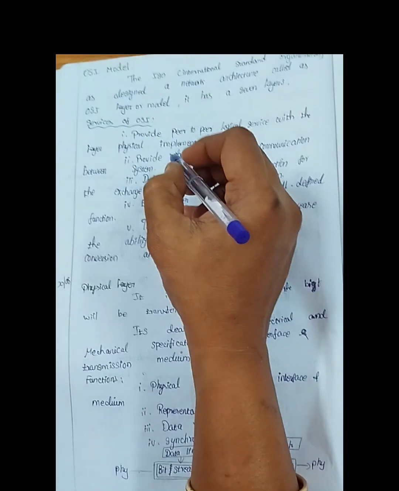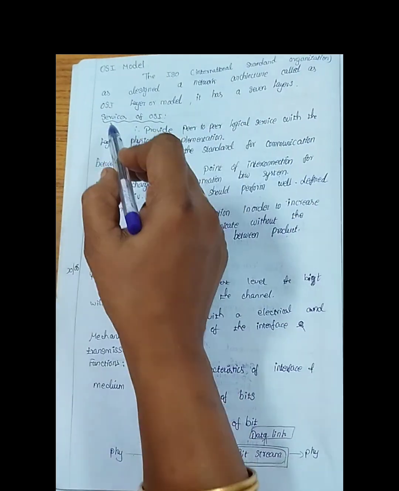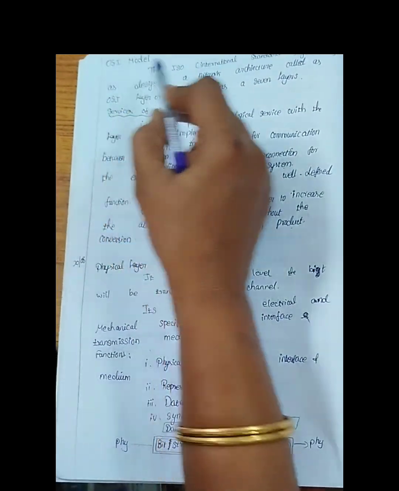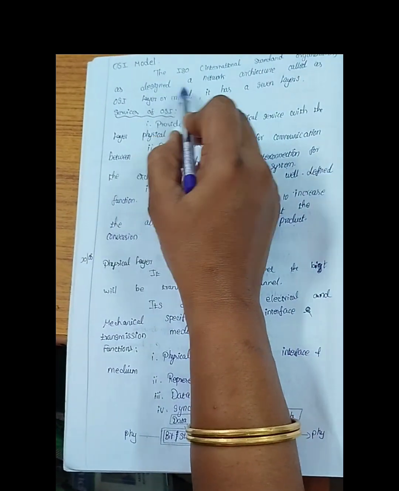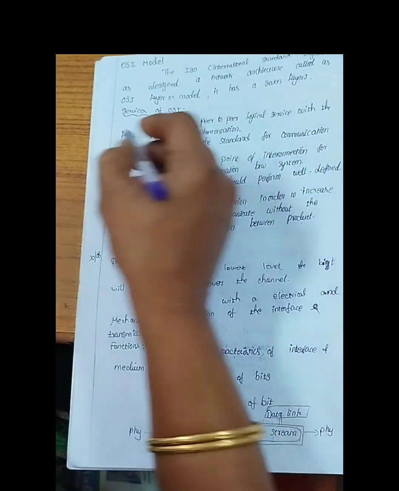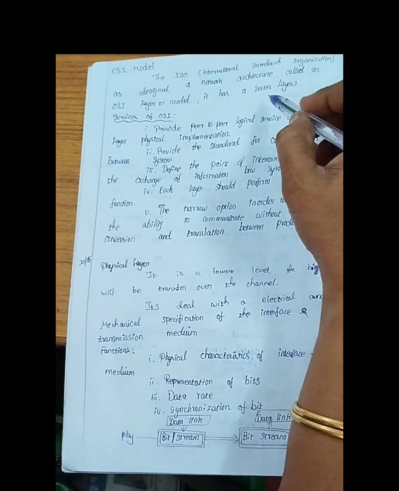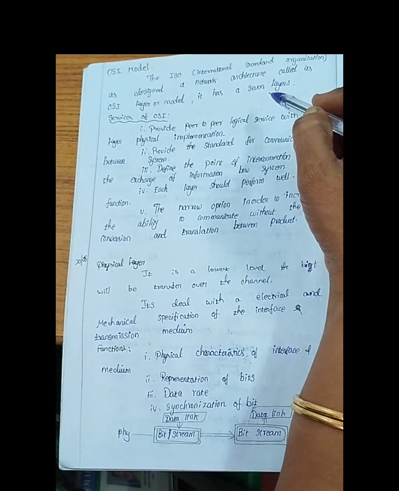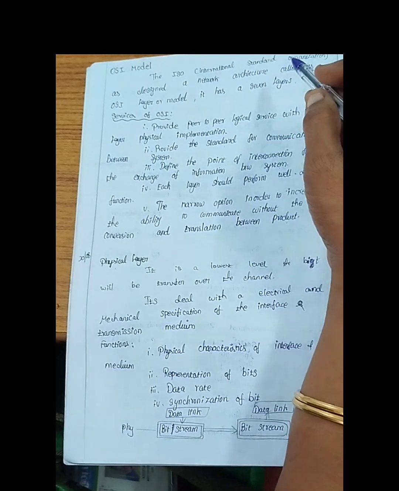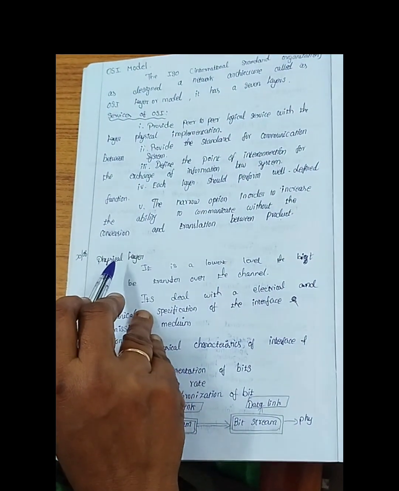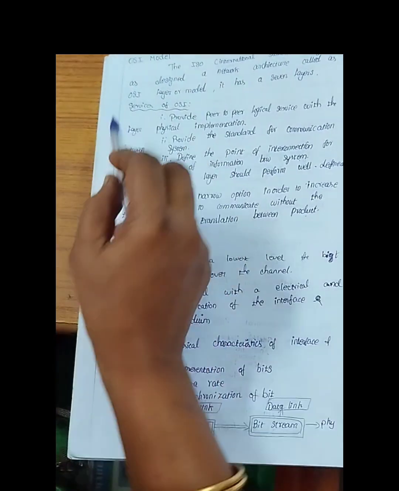Today we are going to see about the OSI layer models in computer networks. OSI is the Open Systems Interconnection. It is organized by the International Standards Organization, designed as a network architecture called the OSI layer model. It has a total of 7 layers. The 7 layers are physical layer, data link layer, network layer, transport layer, session layer, presentation layer and application layer. These are the 7 layers of the OSI model.